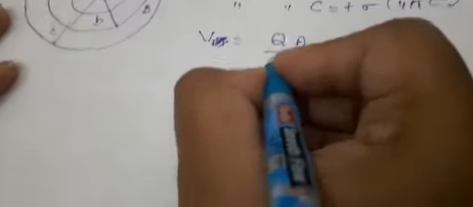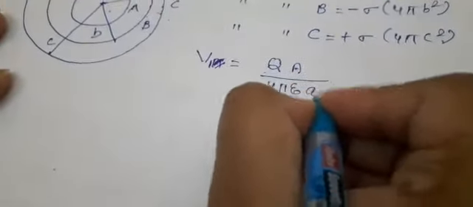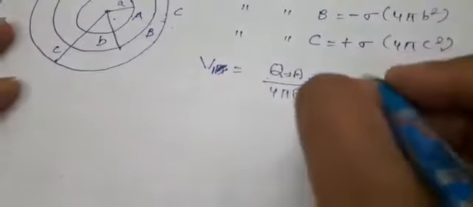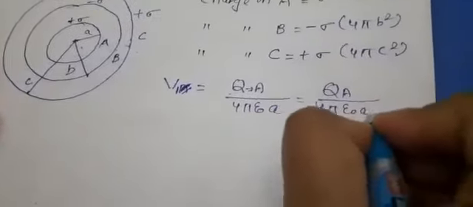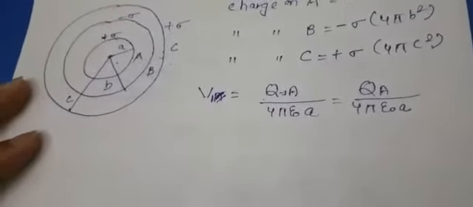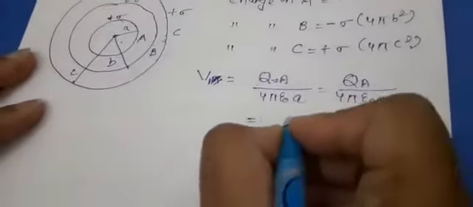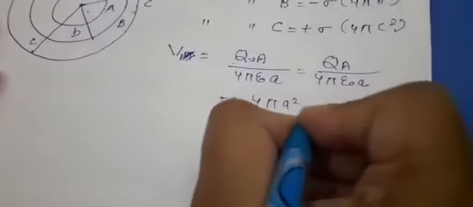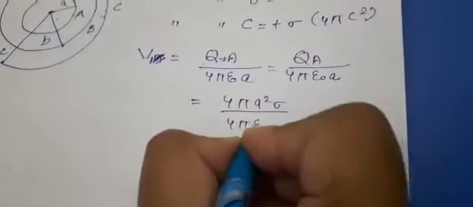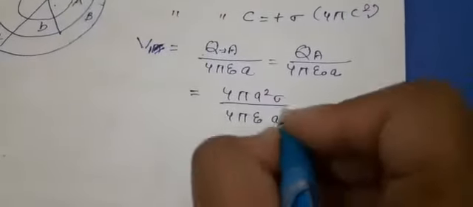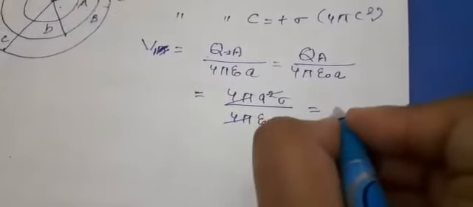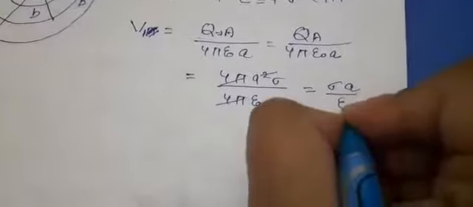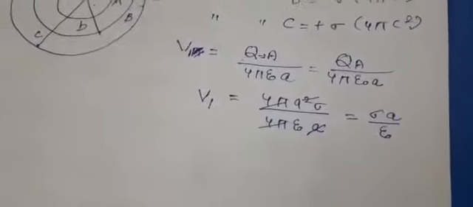So charge on A, divided by 4 pi epsilon naught A. This A is the suffix, not a separate A. So it is QA upon 4 pi epsilon naught A. Same formula, no difference. Now QA is 4 pi A square sigma upon 4 pi epsilon naught A. So what will be the result? 4 pi will cancel, A will cancel, what will be left? Sigma A upon epsilon naught. This is the first potential on A due to charge on itself.